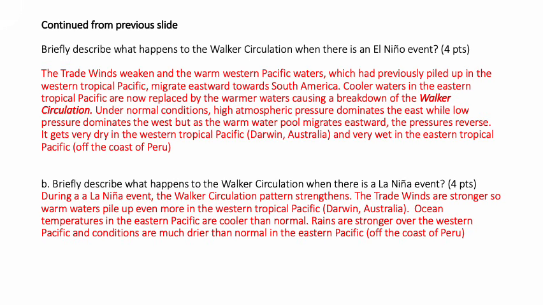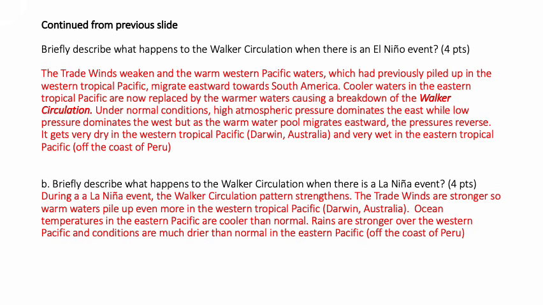Now, from the previous slide, the rest of this question, you have to answer this part as well. Briefly describe what happens to the Walker circulation when there is an El Nino event. So when there's an El Nino event, the trade winds are weakened. And those warm western Pacific waters, which had previously piled up in the western tropical Pacific, like around Darwin, Australia, migrate eastward towards South America, back towards Lima, Peru, where they used to have cooler waters. So now the cooler waters in the eastern tropical Pacific are replaced by the warmer waters. And that causes a breakdown of this Walker circulation.